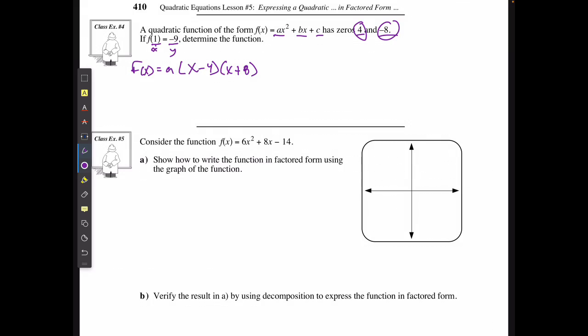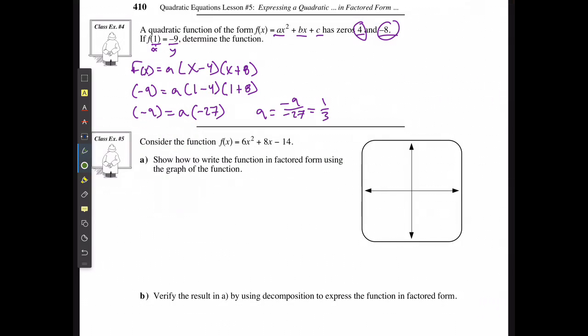Now I can use the -9 for the y. -9 is equal to a bracket, and I'm going to replace both the x's with 1. Or -9 is equal to a times -27. And I'm going to divide both sides by -27. Well, a is equal to -9 over -27, this is going to be the reduced fraction of 1 over 3.